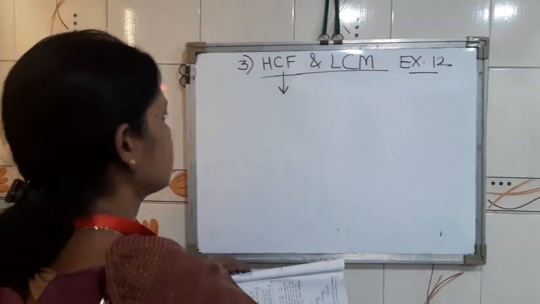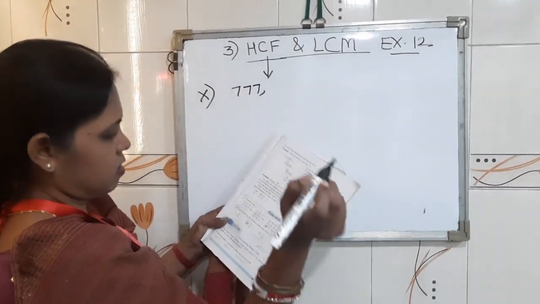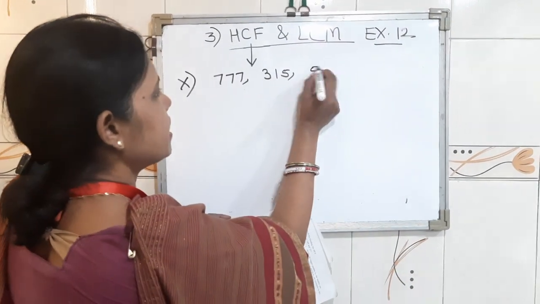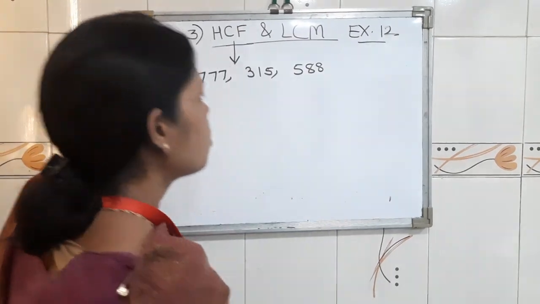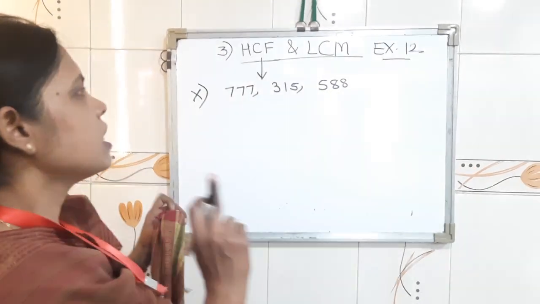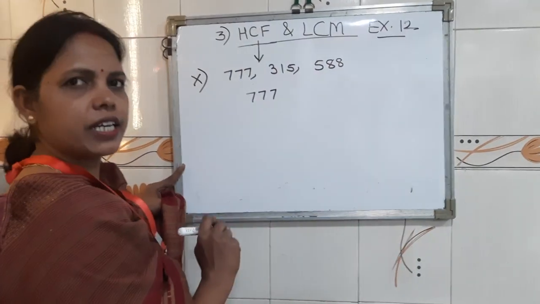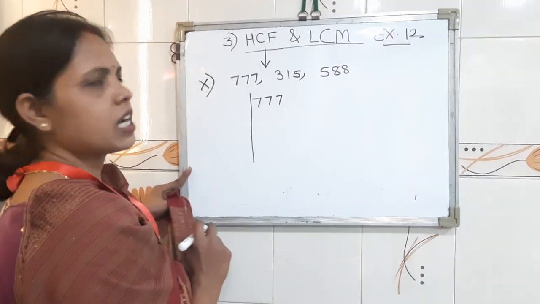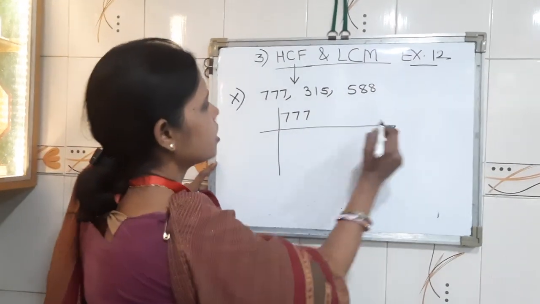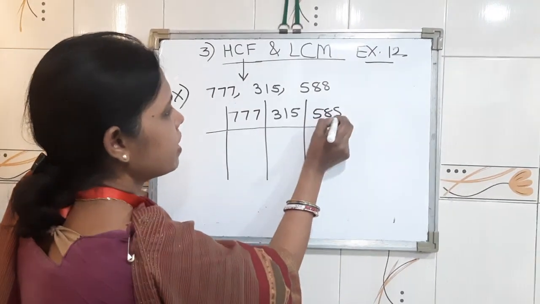Question number 10: 777, 315, 588. So children, in the same method, first we will find the factors. Write down 777. Then by which number will these numbers divide? If you want, you can write it in this way, 588.